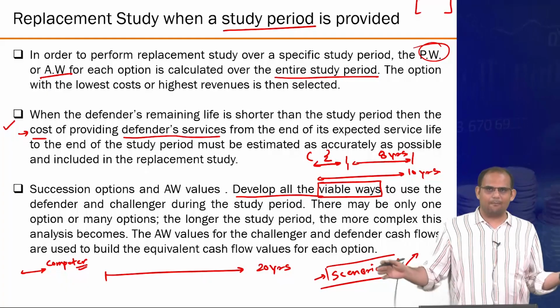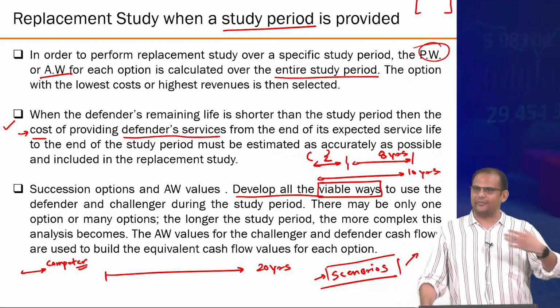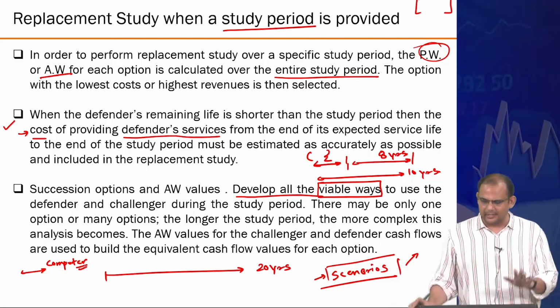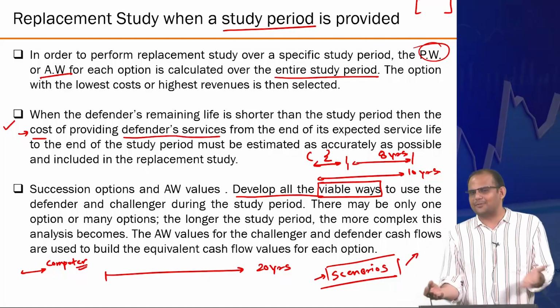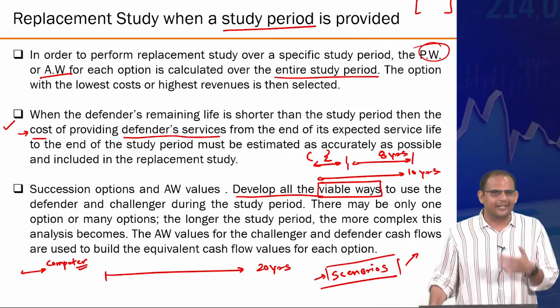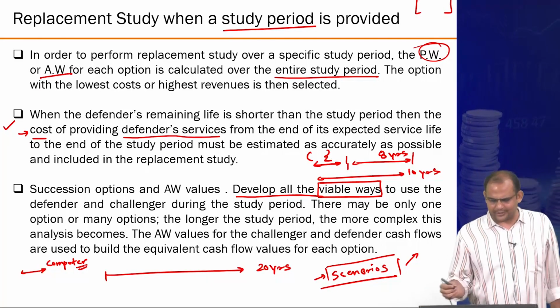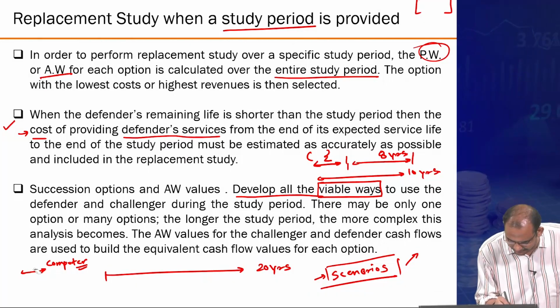So the more complex, the longer, the more number of challengers and defenders you are dealing with, the more complicated this problem can become. It becomes almost impossible to do this manually. You cannot keep on making alternatives and do the calculation. Of course, you can automate that easily in a computer.